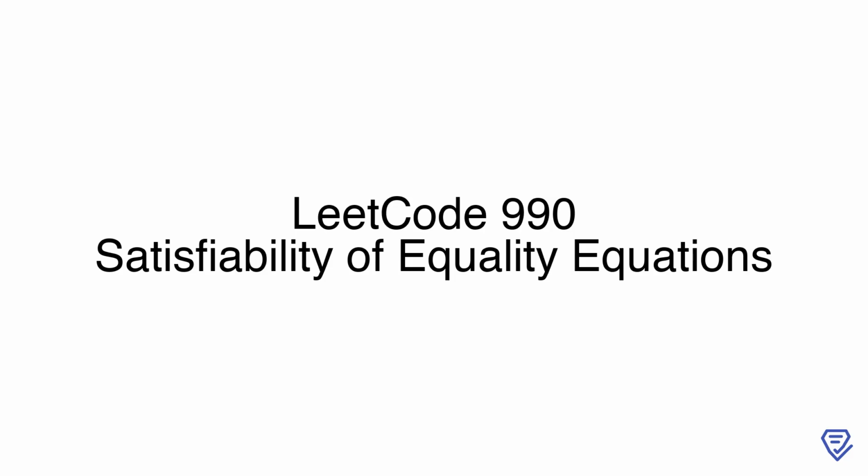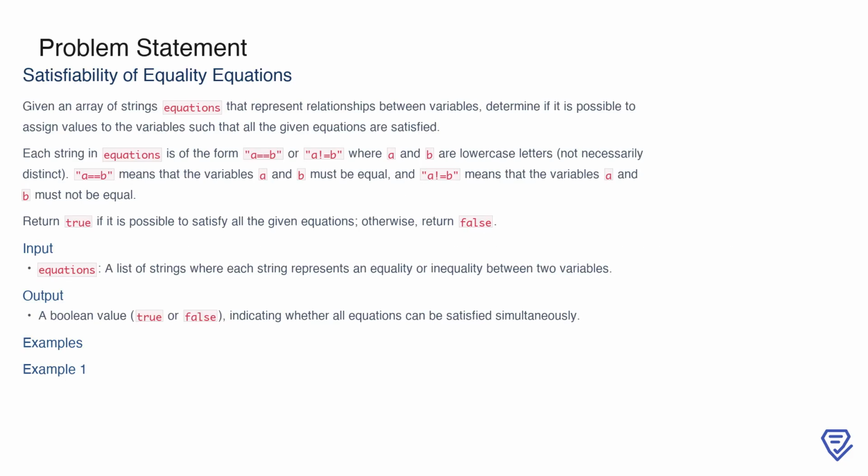Let's dive in. In this problem, we are tasked with determining whether a set of equations involving variables can be satisfied. The equations are given as an array of strings, where each string represents either an equality, like A equals B, or an inequality, like A not equals B. The variables in these equations are lowercase letters, and they may or may not be distinct.